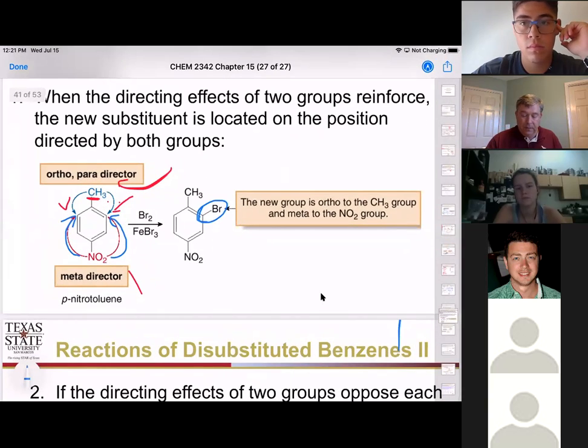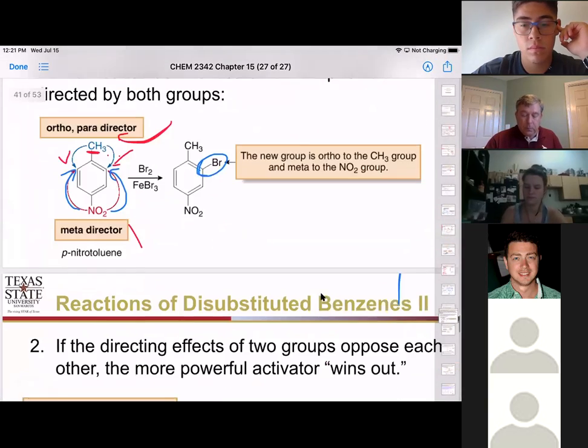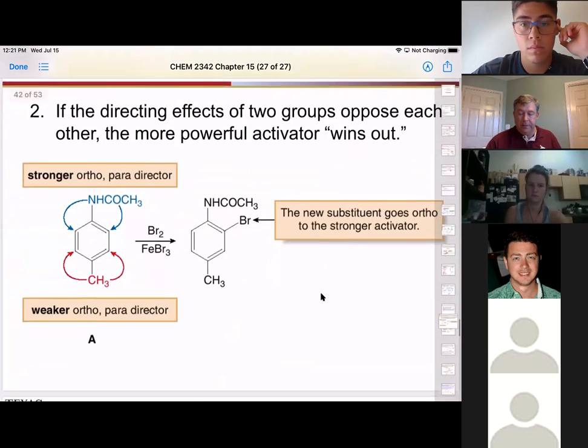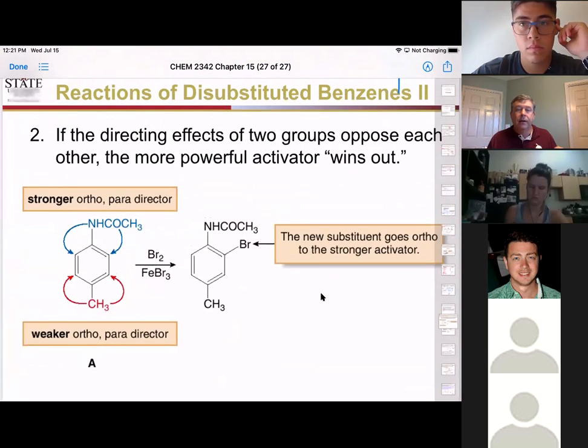Okay? So, what if they aren't directing them to the same place? What if they are competing? For example, we have two different activators. We have an activator with a lone pair on it. This is one of those amides we have. And we have an activator with just a weak activation.